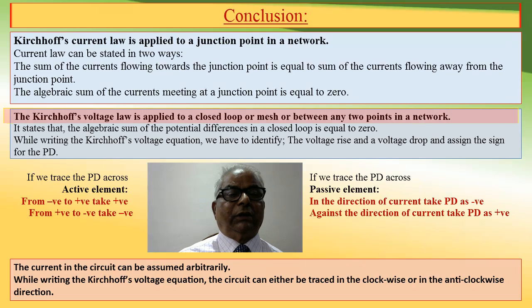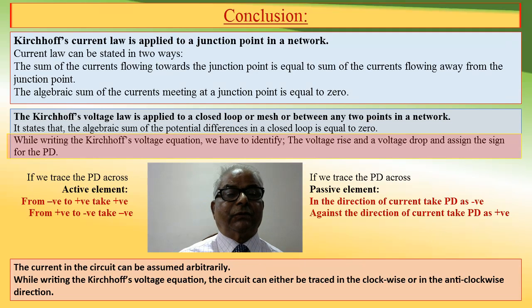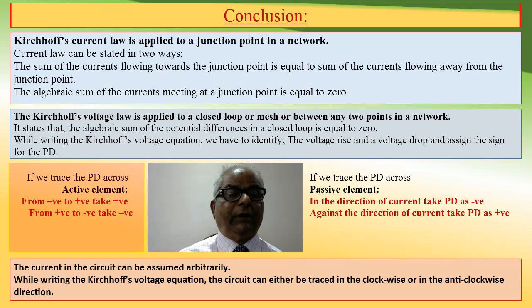Similarly, the Kirchhoff's voltage law is applied to a closed loop or mesh or between any 2 points in a network. It states that the algebraic sum of the potential differences in a closed loop is equal to 0. While writing the Kirchhoff's voltage equation, we have to identify the voltage rise and voltage drop and assign the sign for the potential differences. If we trace the PD across an active element from negative to positive, take PD as positive. From positive to negative, take PD as negative.